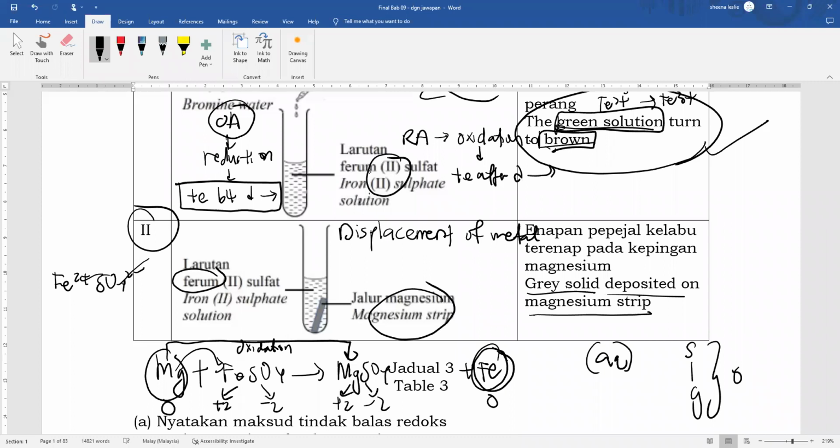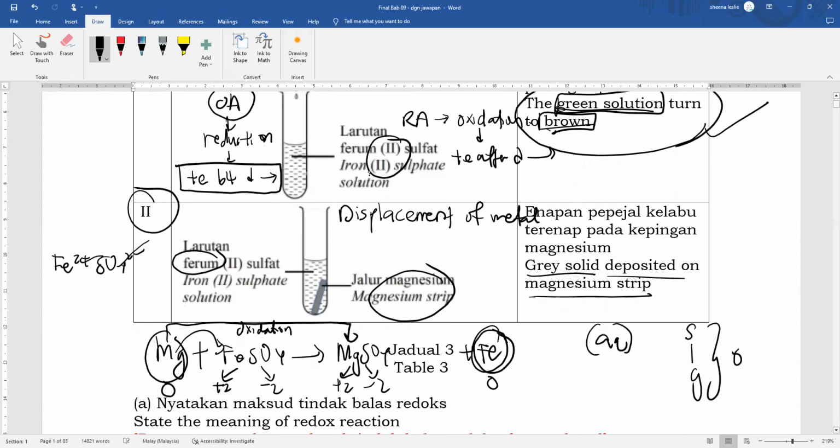Remember that, okay? Now look at iron. Iron, I'm going from +2 to 0. +2 going to 0. My oxidation number is decreasing. So it's undergoing oxidation or reduction? Reduction. Excellent, reduction. Now do you understand, class? Yes, teacher.